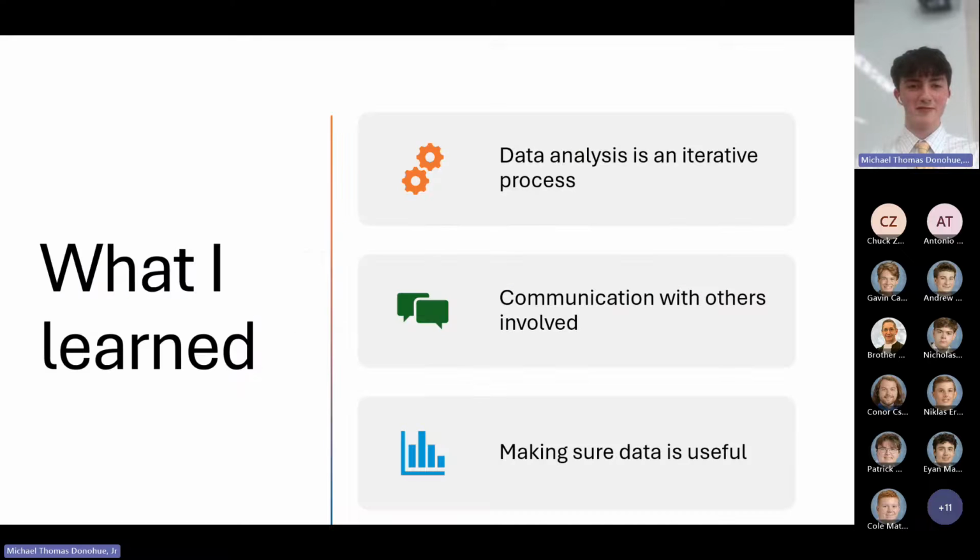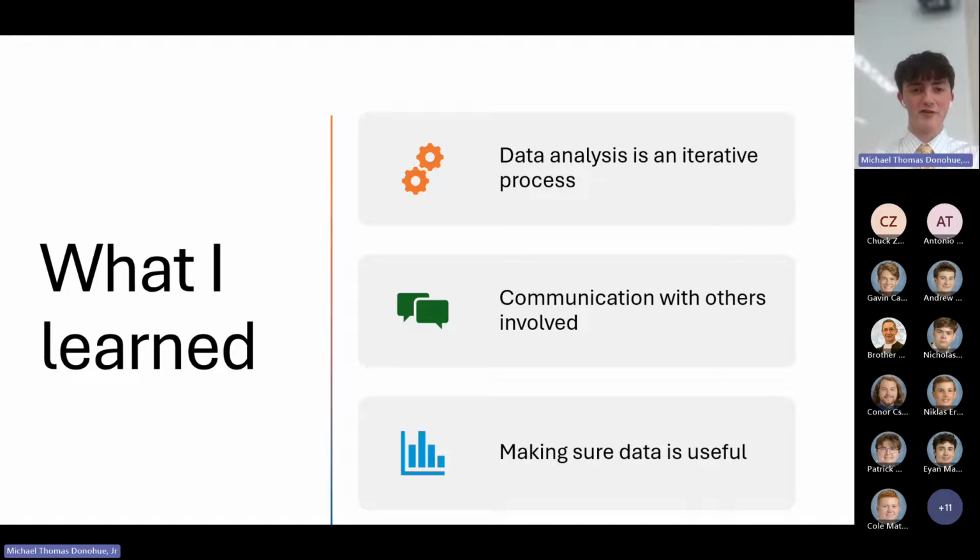So what I learned from all of that is that data is a very iterative process. I mean, I didn't just do all of that in one sitting. I had to go back with the admissions department, see what they wanted, see what I needed to present to them. I needed to work with others.